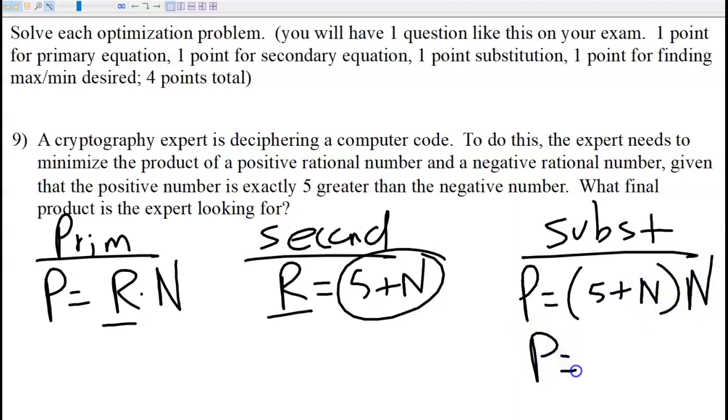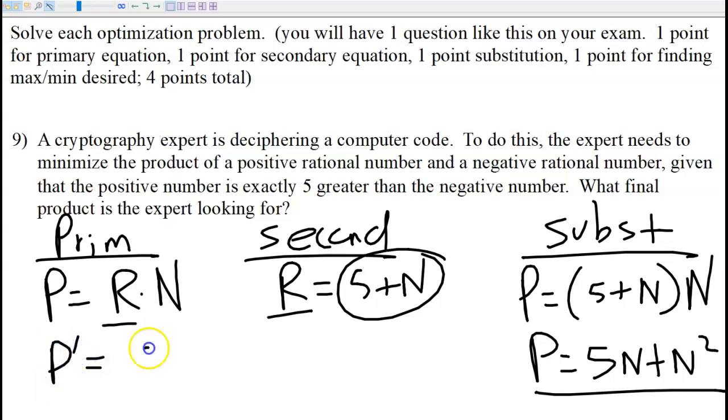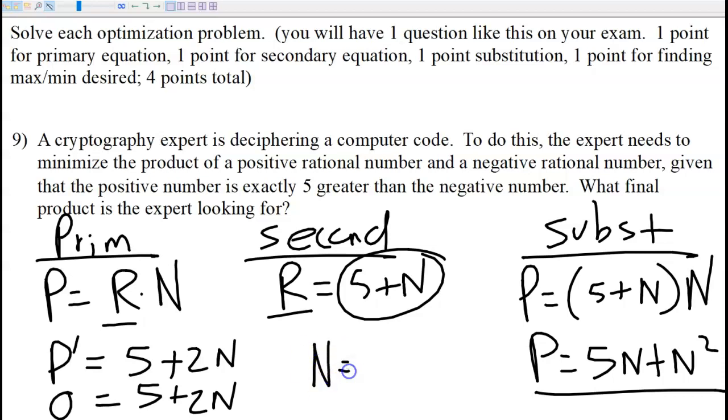And we do want to distribute that in there, so we get 5n plus n squared. Step 4, we want to take the derivative of this thing and set it equal to 0. So e prime is equal to 5 plus 2n. We want to set that equal to 0. And then we want to solve. If I subtract 5 and divide by 2, I get my negative number, which is negative 5 halves.